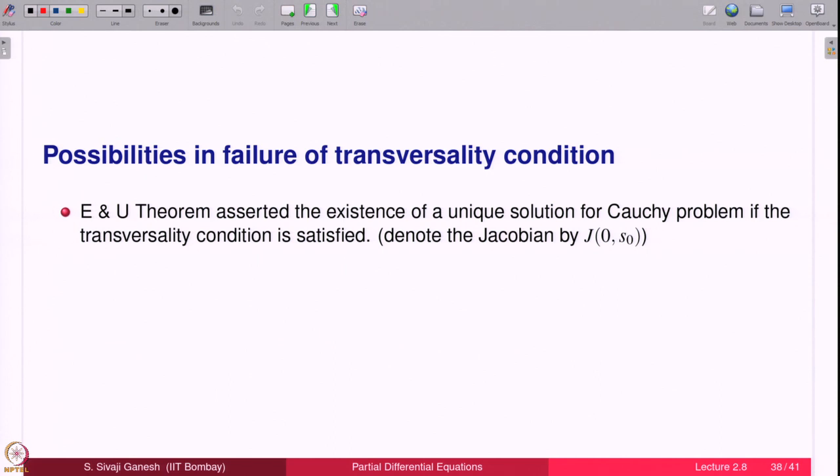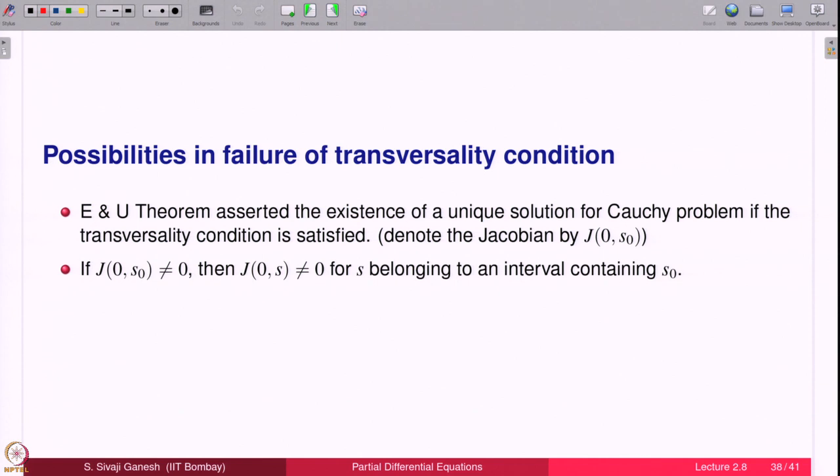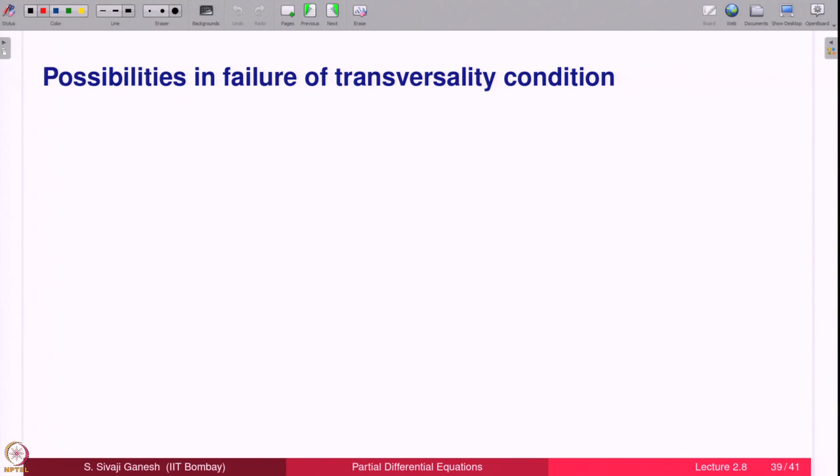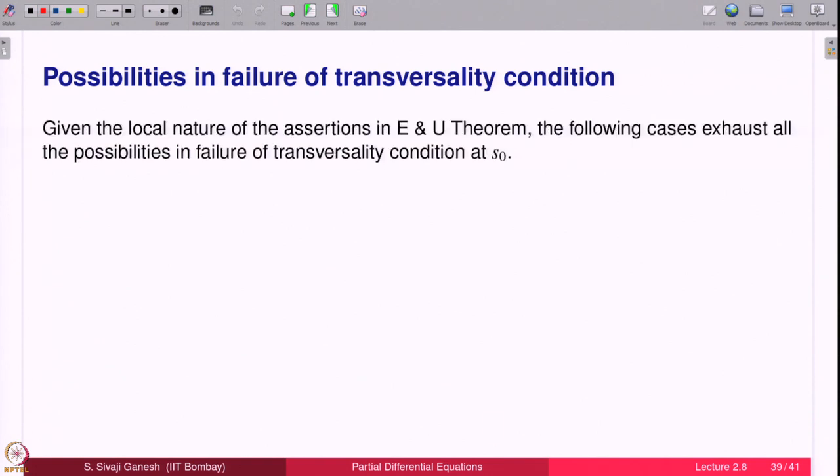Denote the corresponding Jacobian as J0(S0). If this is non-zero, then it will be non-zero for S belonging to an interval containing S0, for the reason that the things involved in the determinant are continuous functions of S, and the determinant itself is a continuous function. So, given the local nature of the assertions in the existence and uniqueness theorem, the following cases exhaust all the possibilities when the transversality condition fails at S0.